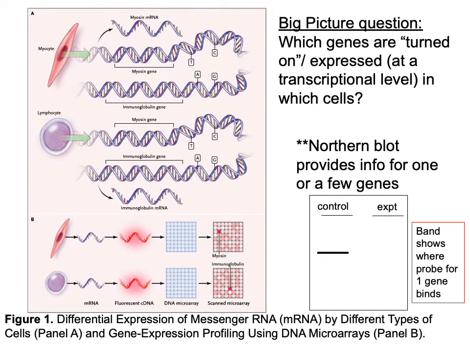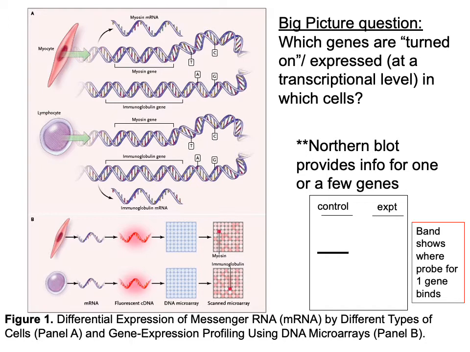So on this slide, we can see a myocyte at the top in red and a lymphocyte in purple below it. And we can see that although these two different cells have the same DNA, right? They both have the myosin gene and the immunoglobulin gene. However, they're not expressing the same RNAs. So in the myocyte, you see myosin RNA is actively transcribed, but there's no immunoglobulin RNA. And conversely, in the lymphocyte, it's the other way around. The myosin gene is not turned on, there's no RNA, but there is immunoglobulin mRNA.